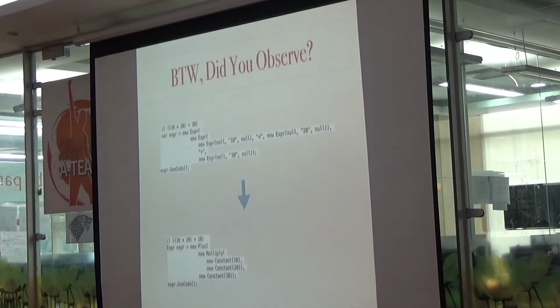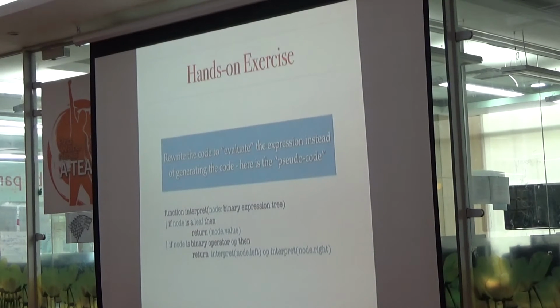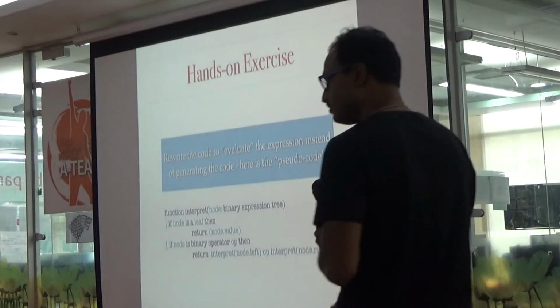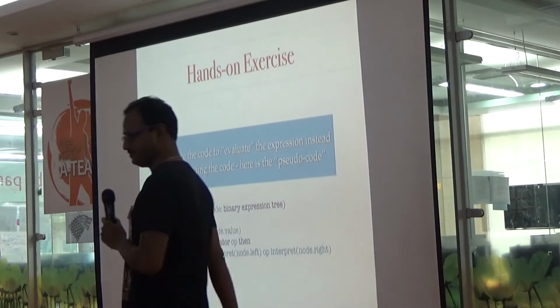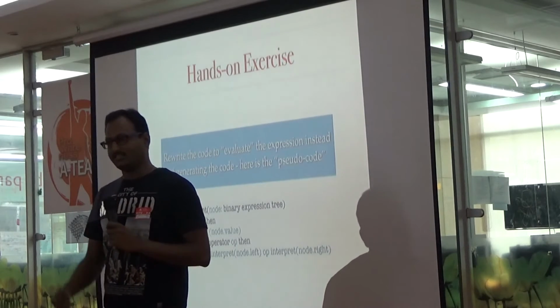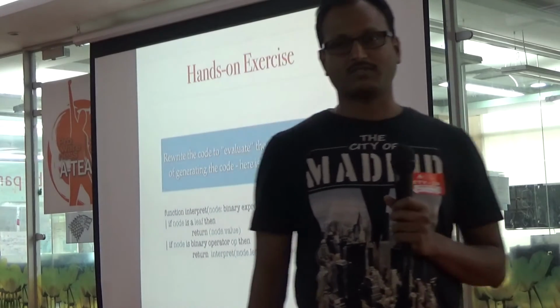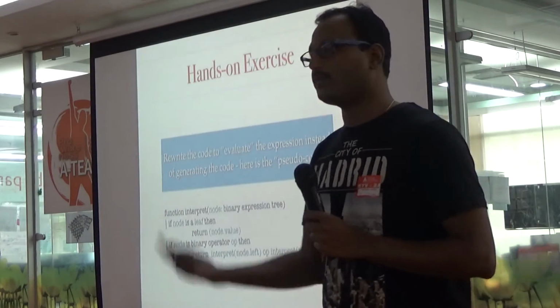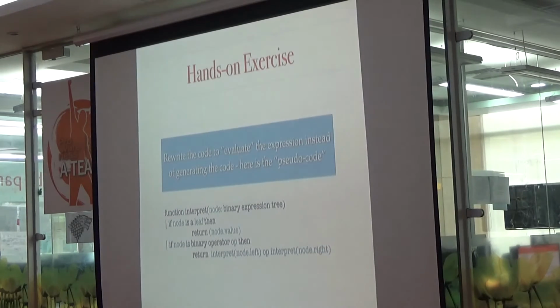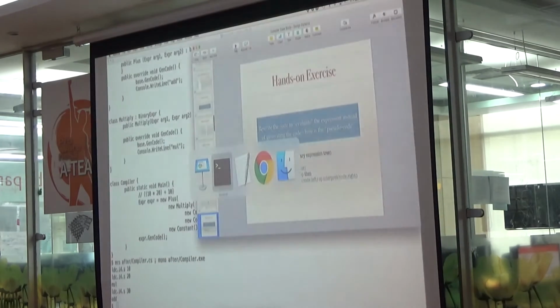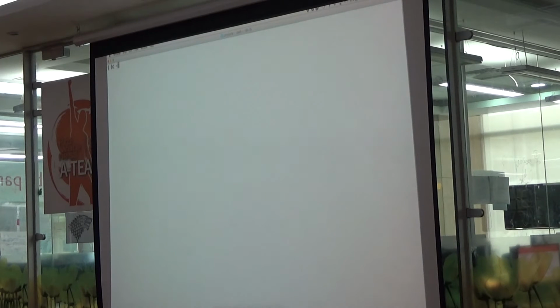So now, let's take a simple example. Instead of actually generating code, what if we want to interpret it? Let's say the expression tree. With an expression tree, instead of generating code for it, I want to interpret it. So interpret looks like a complex word. Now, here is what interpret looks like. So I have the bench calculator. I'll use the same expression, 10 star 20 plus 30. That's interesting.